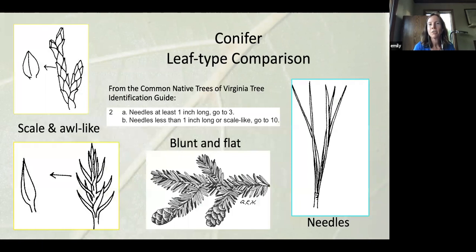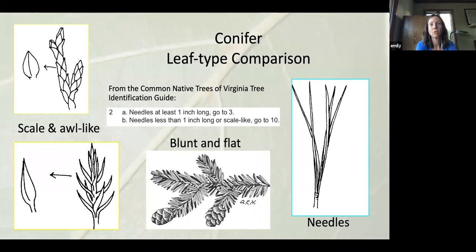So conifers, this is a leaf type comparison. We have things that could be scale or awl-like, that tends to be an eastern red cedar. And then we have things that are blunt and flat. Those tend to be things like a spruce or a fir. And then we have things that have needles. We're going to stick to the needle track today.